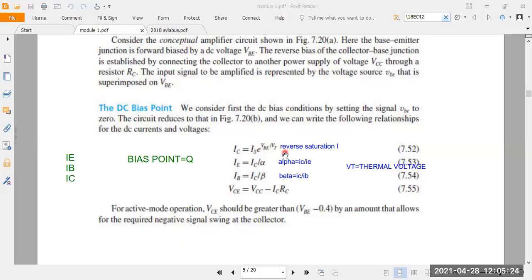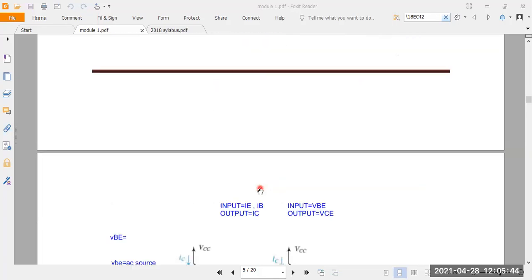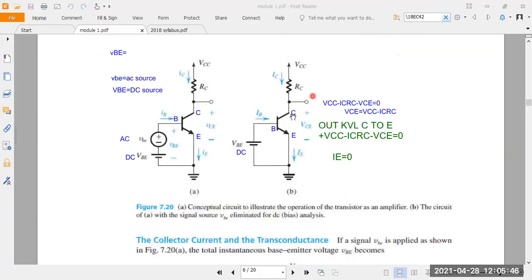Same thing, you take the alpha equation. Alpha means the current flowing from collector to emitter. Beta means the current flowing from base to collector. Beta is the transconductance here, input versus output. Same thing, you find the VC. From this diagram you have to write the VC equation. So what will the VC equation be? VCC minus IC times RC.